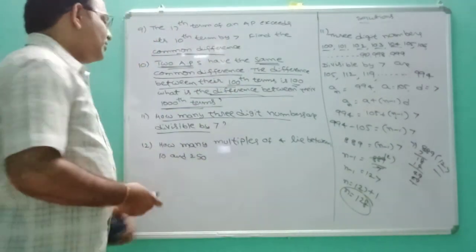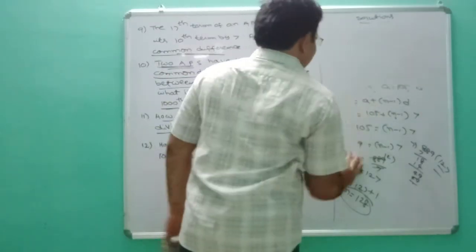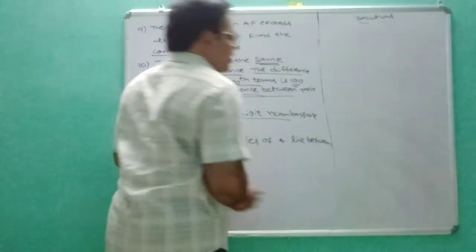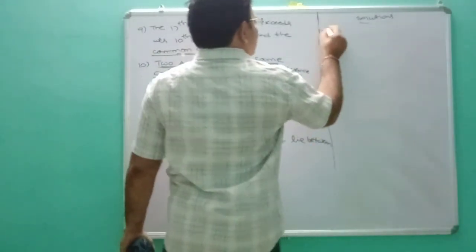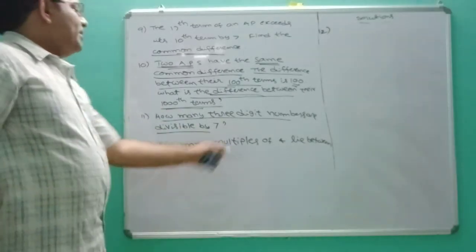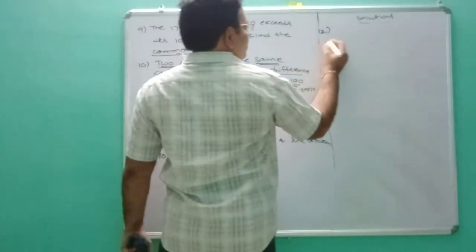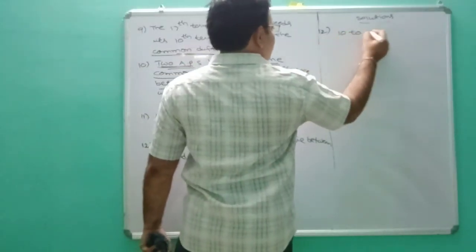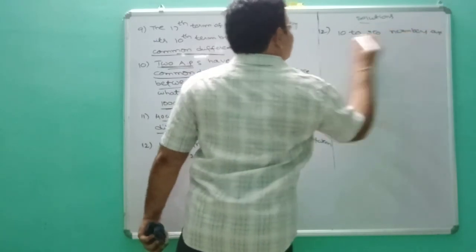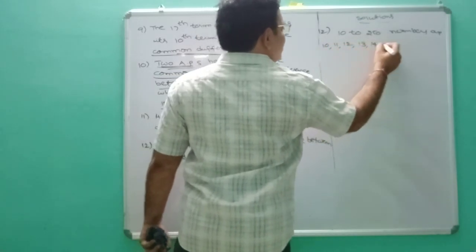Now see the 12th question. The 12th question is also in the same manner as the 11th question. How many multiples of 4 lie between 10 and 250? Now, you first write the numbers 10 to 250: 10, 11, 12, 13, 14, and so on.